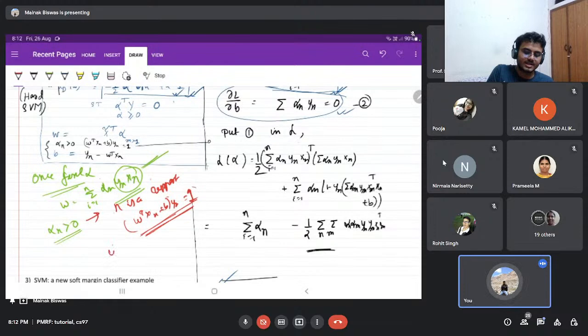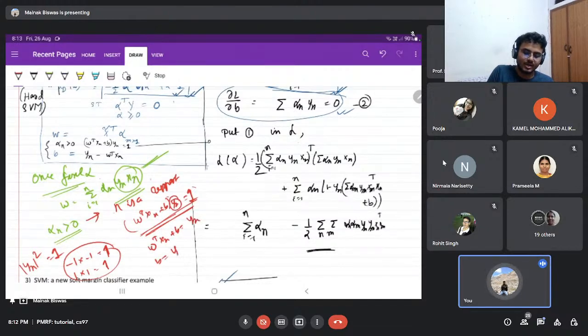How? Multiply both sides by yn. What will you get? Minus 1 into minus 1 is equal to 1, and 1 into 1 is also 1. So yn squared is equal to 1, because they are either plus 1 or minus 1. So you will remove yn here, and you will get W transpose xn plus b is equal to yn.